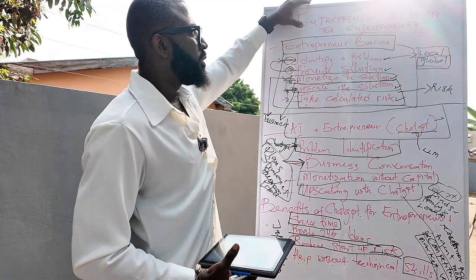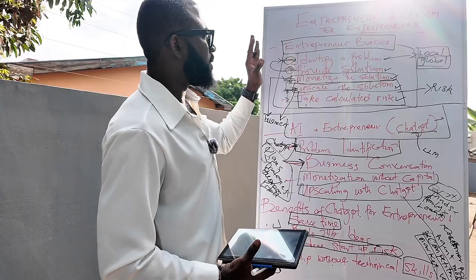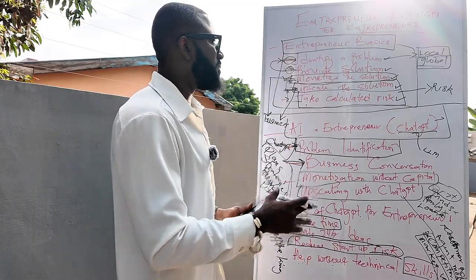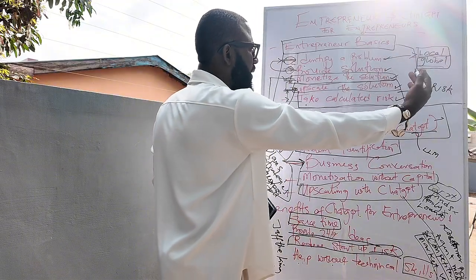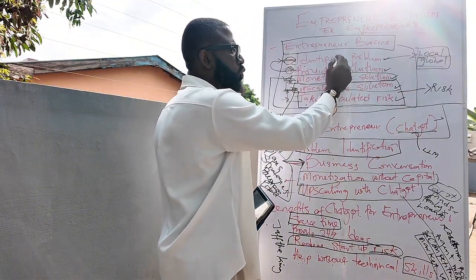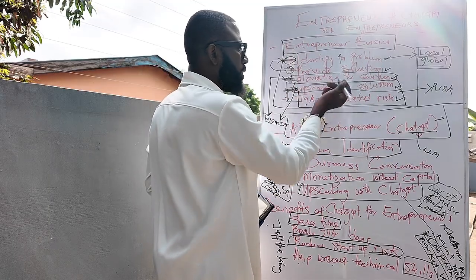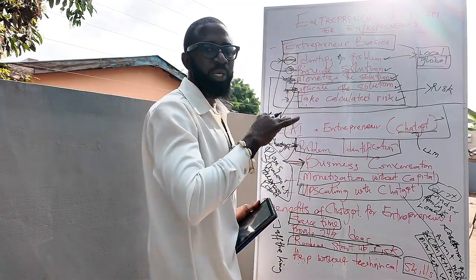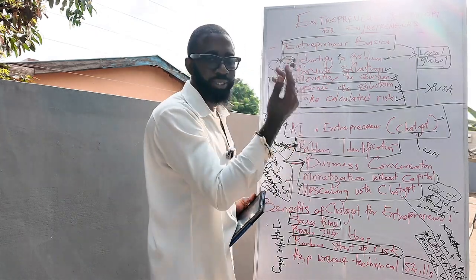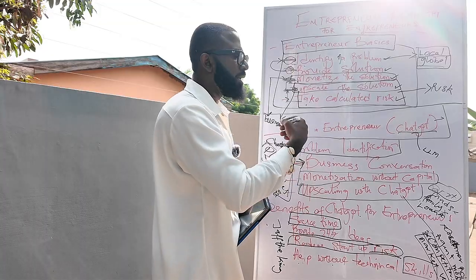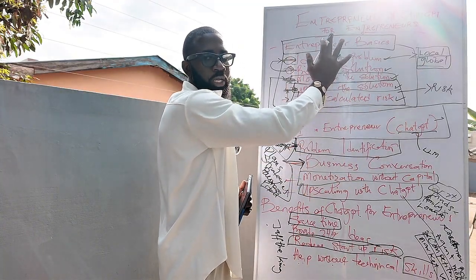Now, I opened up with entrepreneur and ChatGPT for entrepreneurs. Now, entrepreneur basics. Entrepreneur basics has to do with identifying a problem, either locally or globally, providing a solution to that problem, then monetizing that solution. When you monetize that solution, it becomes a business. Now, upscaling that business, then taking calculated risks. This is the entire basics of entrepreneurship.